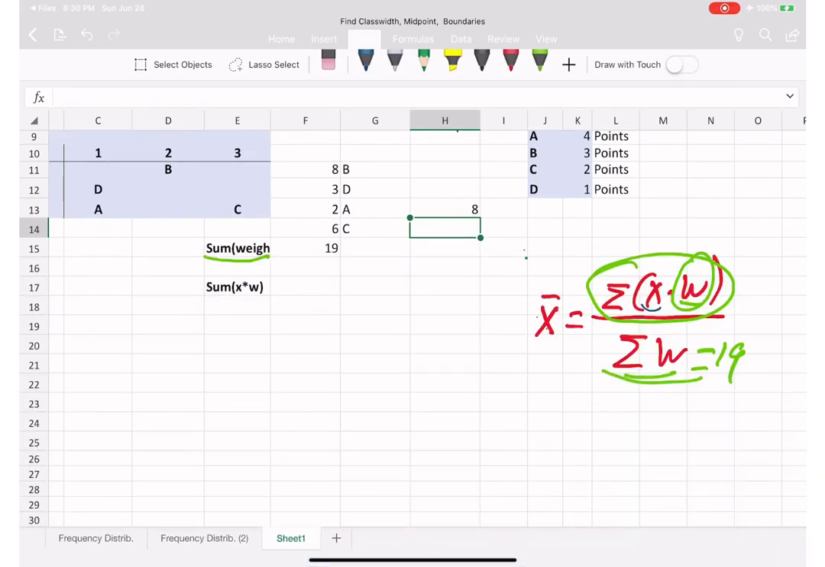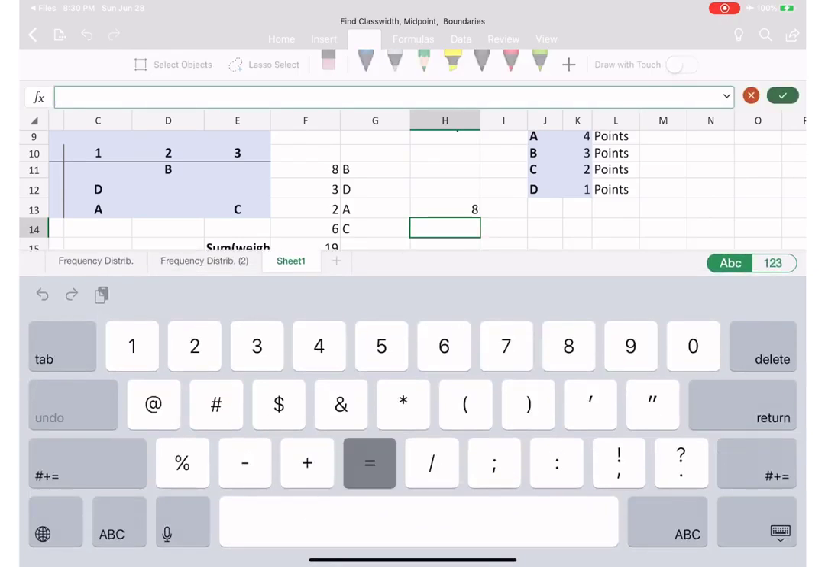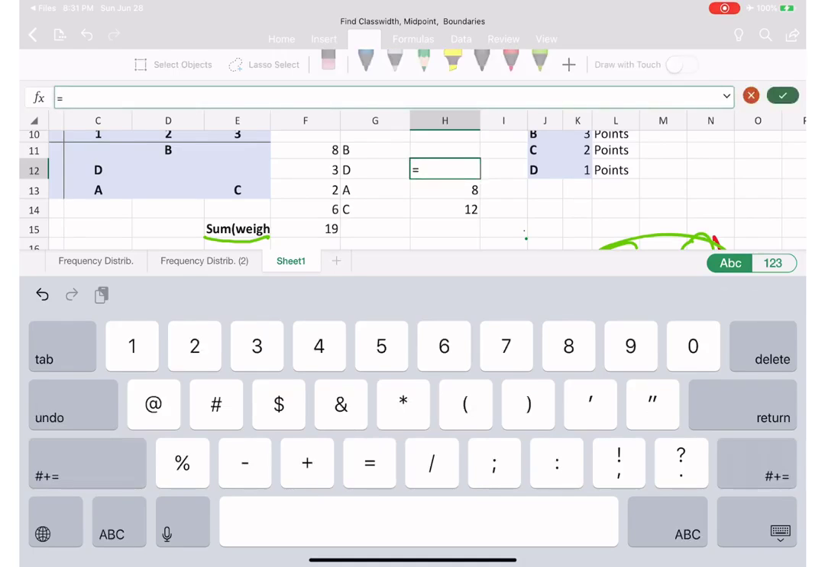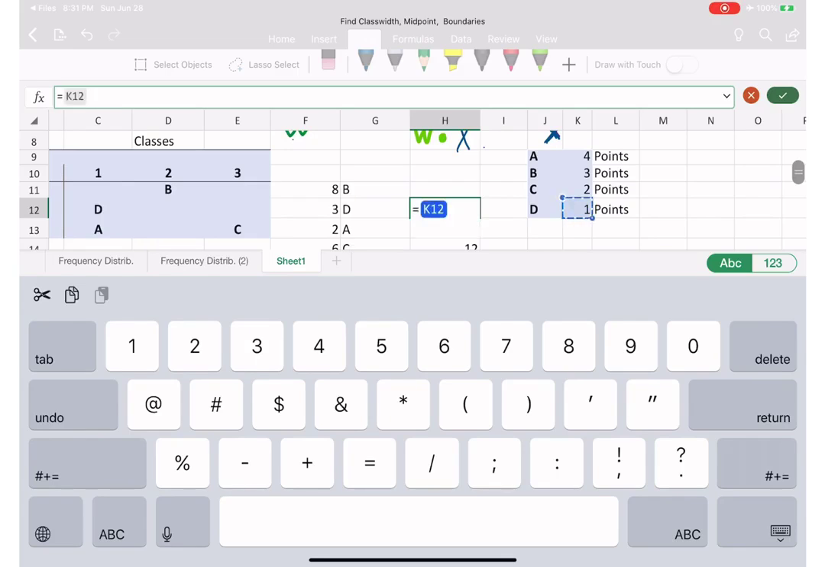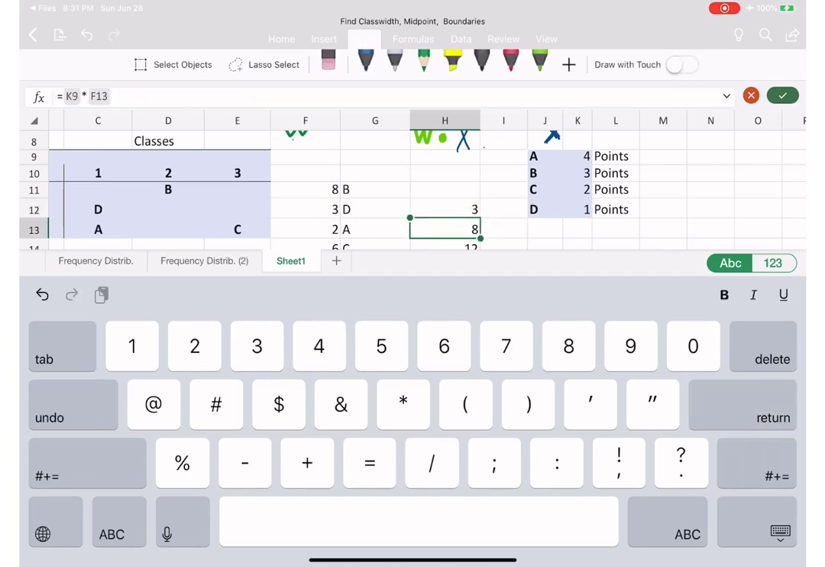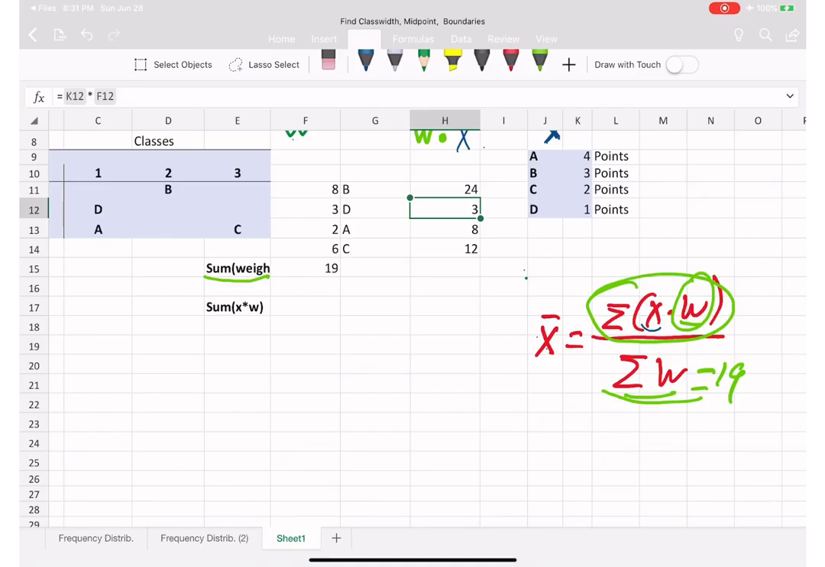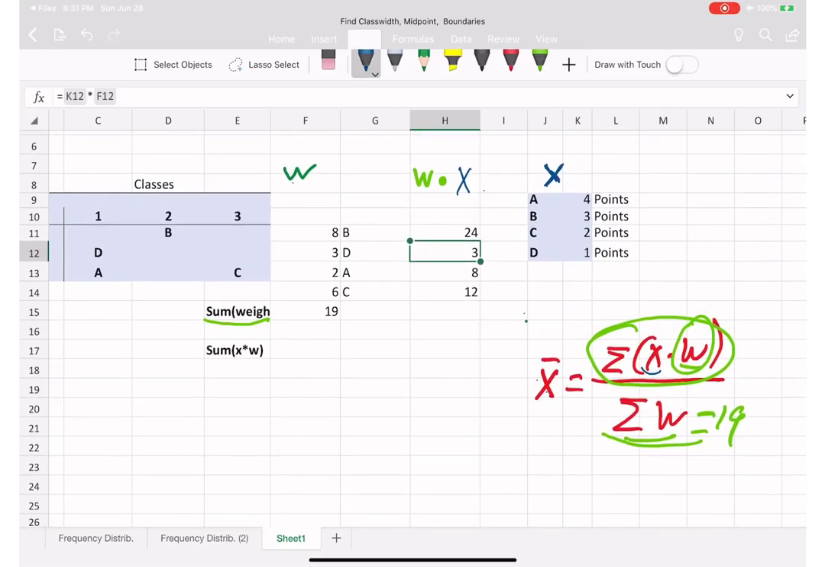Next, here we have C. How much is our C? The weight of C is 2. And we multiply by 6. Okay. We need D. For D, we have 1 point, and we multiply by 3. And for B, where is our B here? 3, and times, how many we have B weight? 8. All right.